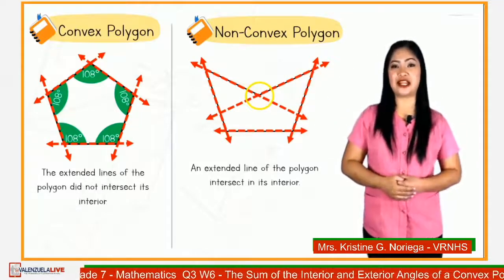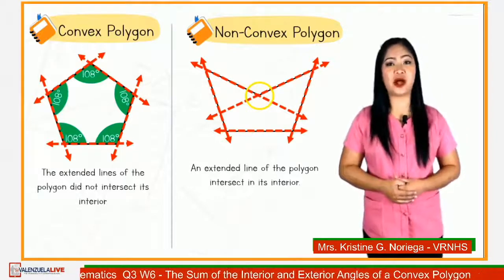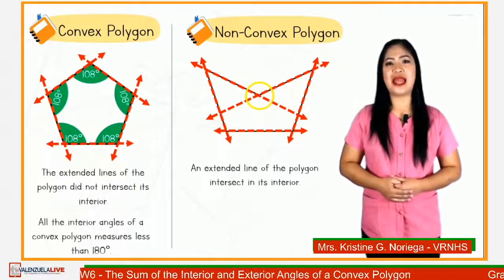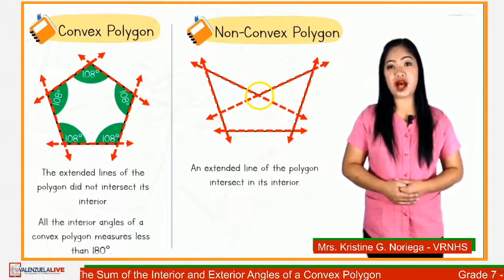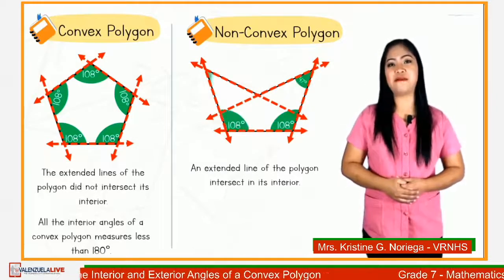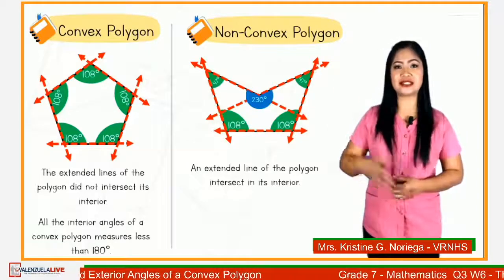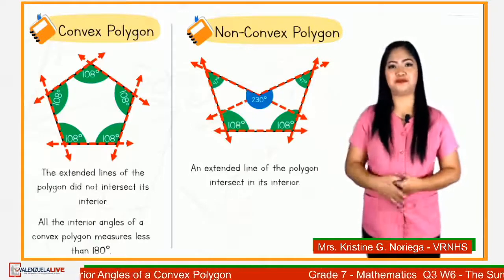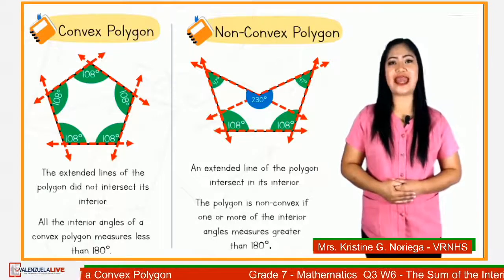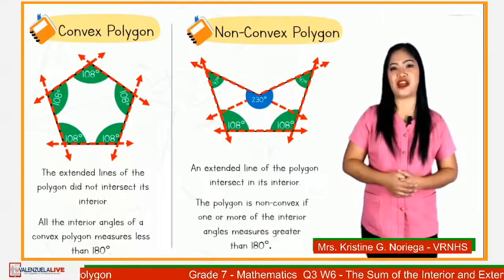It is not necessarily equal to each other as long as all the interior angles of a certain polygon measure less than 180 degrees. However, the polygon is non-convex if one or more of the interior angle measures greater than 180 degrees, just like in this polygon on your right. So, those are the differences between a convex and a non-convex polygon. I hope you understand them very well.